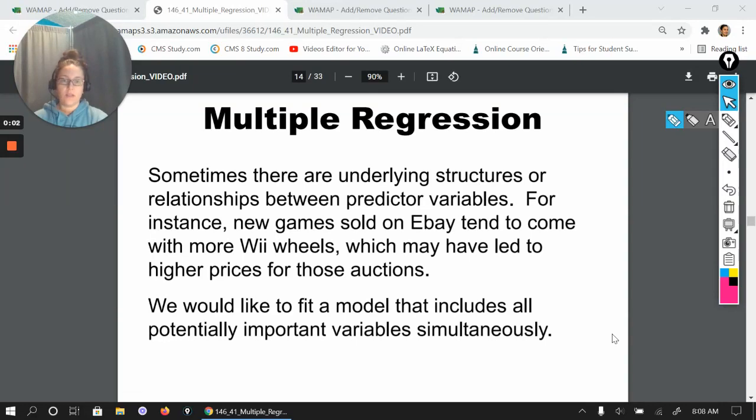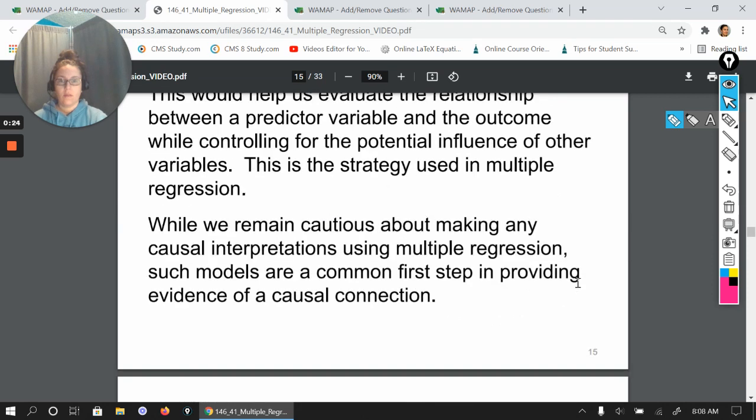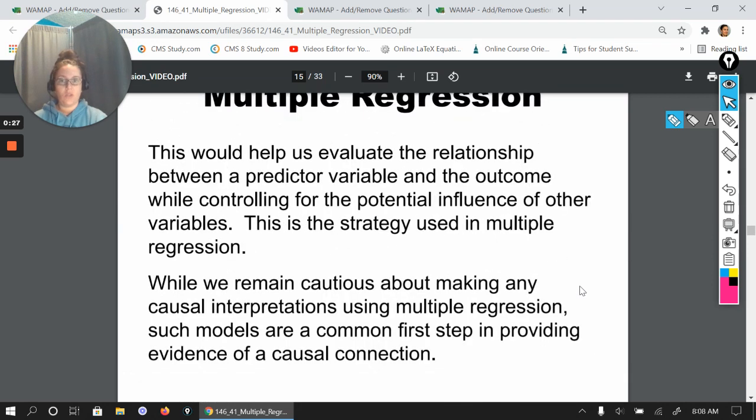Sometimes there are underlying structures or relationships between predictor variables. For instance, new games sold on eBay tend to come with more Wii wheels, which may have led to higher prices for those auctions. We would like to fit a model that includes all potentially important variables simultaneously. This would help us evaluate the relationship between a predictor variable and the outcome while controlling for the potential influence of other variables. This is the strategy used in multiple regression.